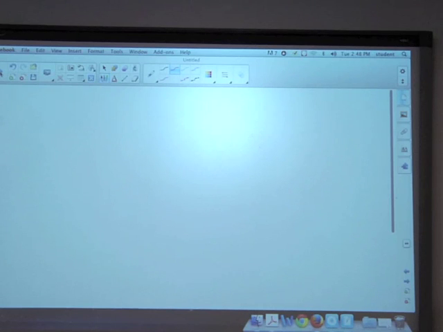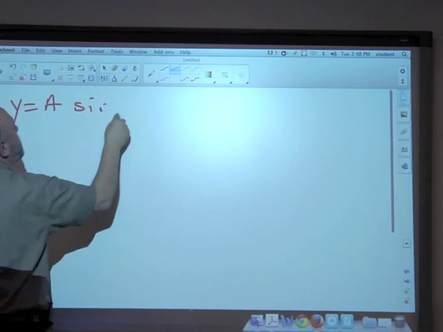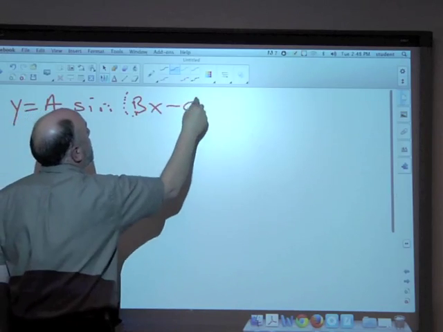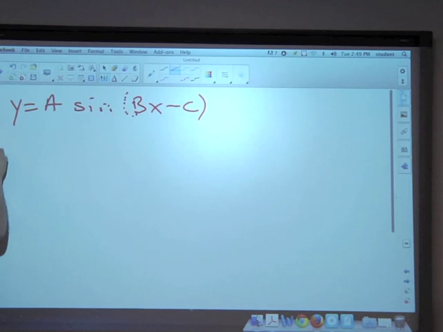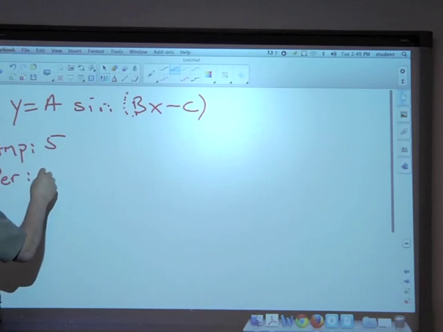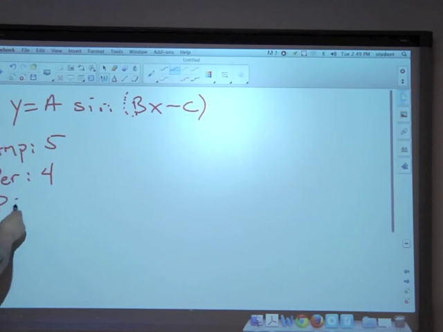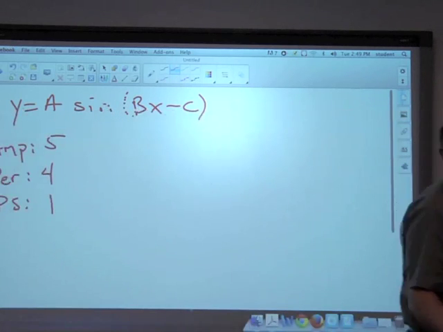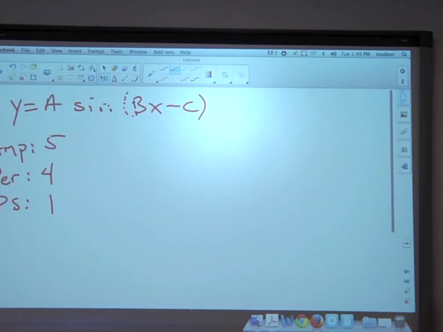Sine waves. Now, how about given something like this? I tell you I want the equation in this form. Now I tell you that the amplitude is 5, the period is 4, and the phase shift is 1. I want the equation that would go with that information, and we're going to assume it's a positive sine wave. So, what's the value of A going to be?